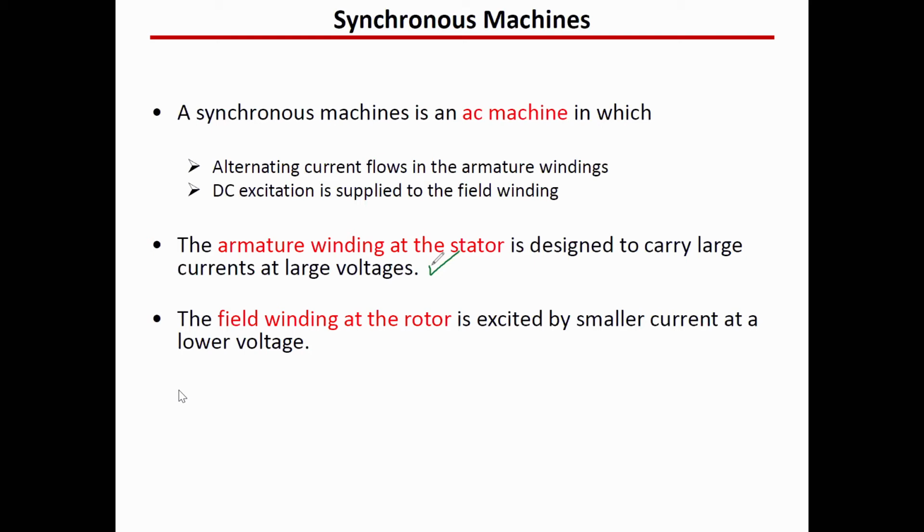Because now we want to collect the 3 different voltages. They have the same magnitude, but the phase shift is 120 degrees. So in AC machines, we need 3 armature windings. In DC machines, it's only 1. In AC machines, we usually have large current and large voltage in each of these armature windings. So what does that mean, the large current, large voltage?